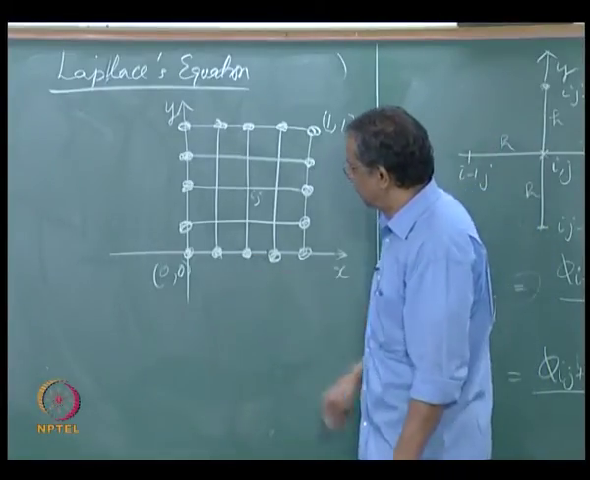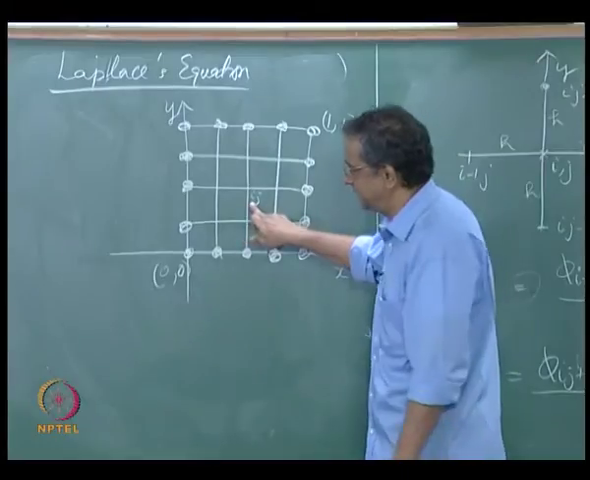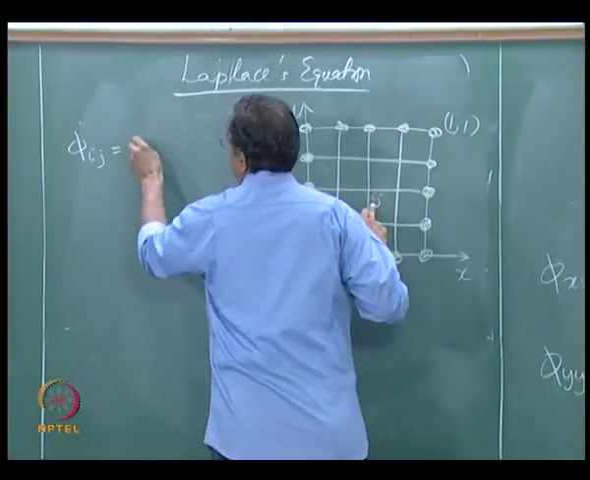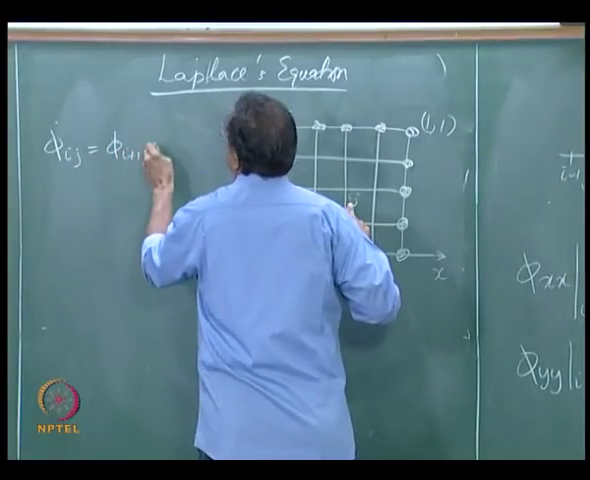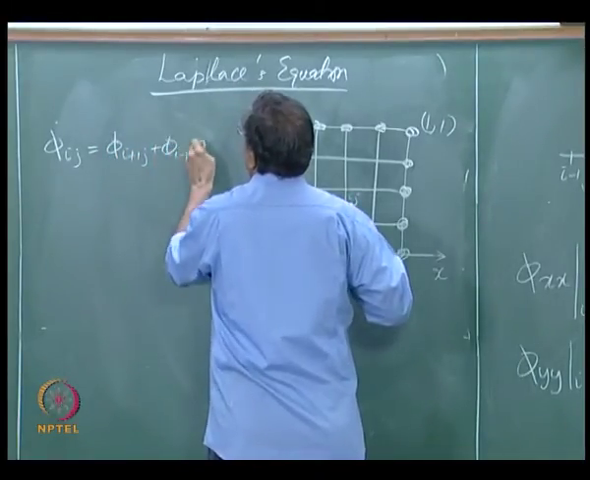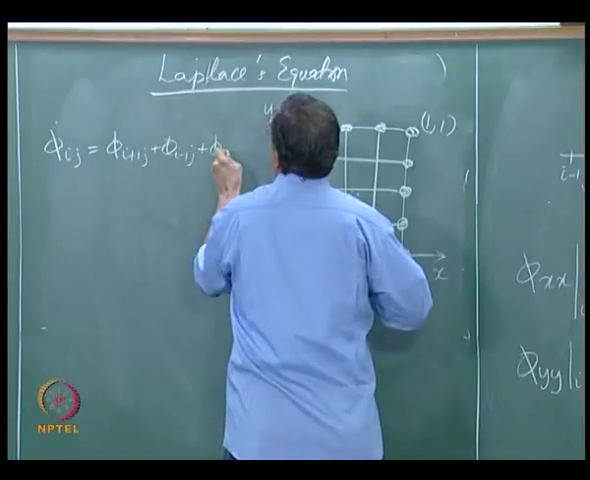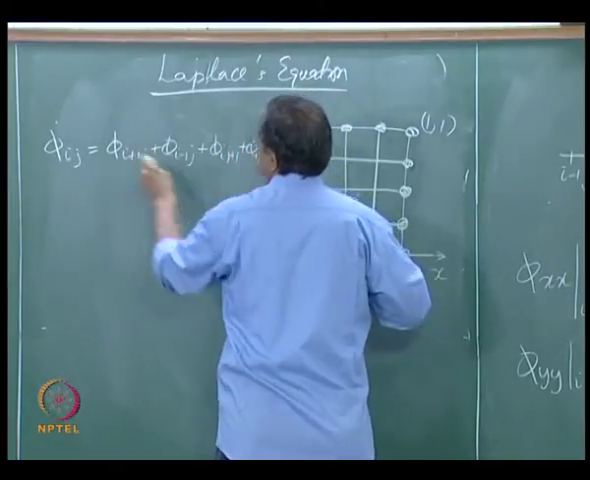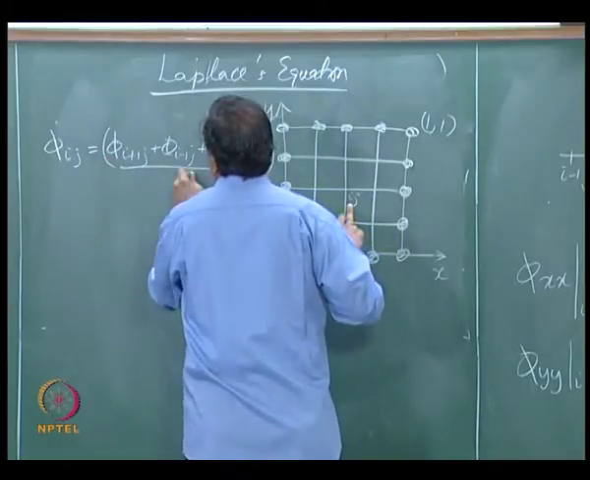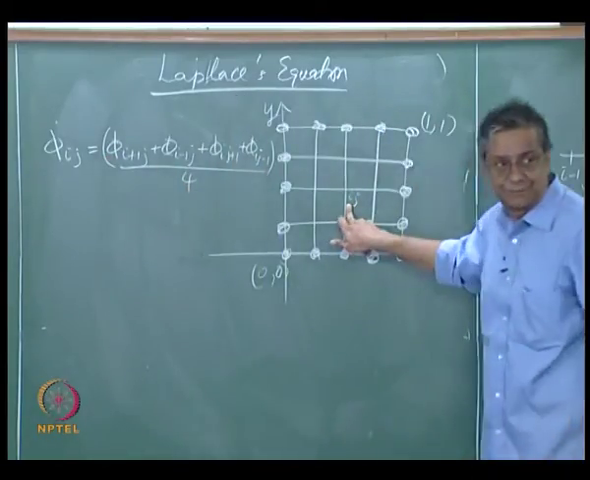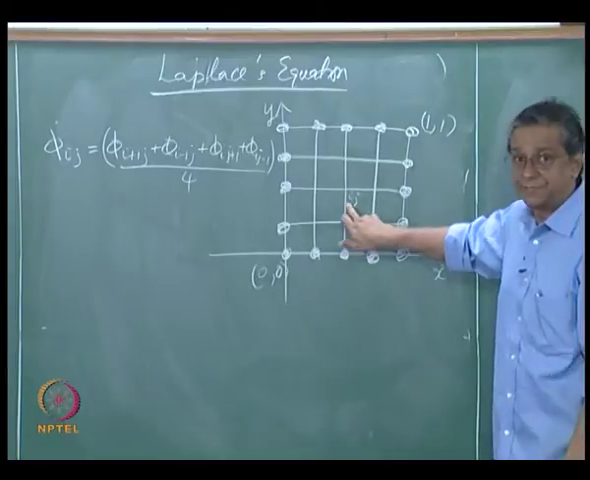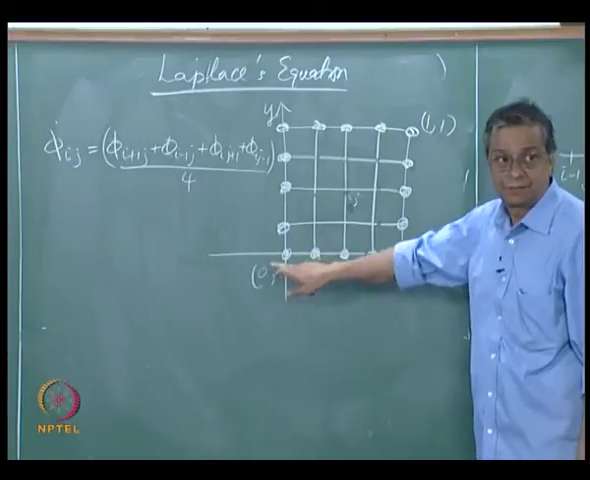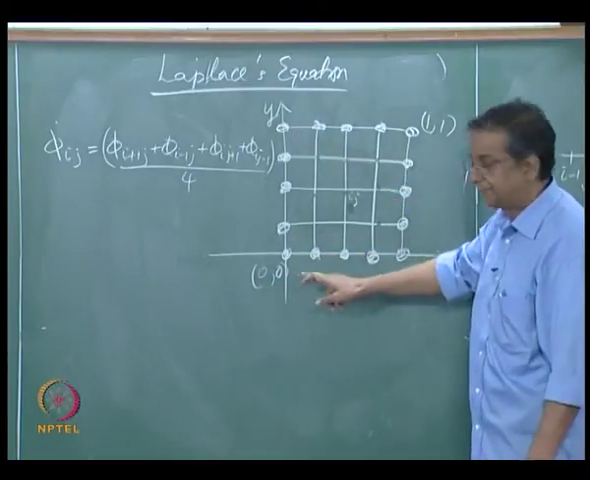So what you can do now is, at any given point ij, you just repeat this. So phi ij is phi i plus 1 j, phi i minus 1 j, phi i j plus 1, phi i j minus 1, divided by 4. I am going to say divided by 4 here, but you know you have to multiply by 0.25. You just repeat this process for every interior node. The conditions on the boundary are given, okay.